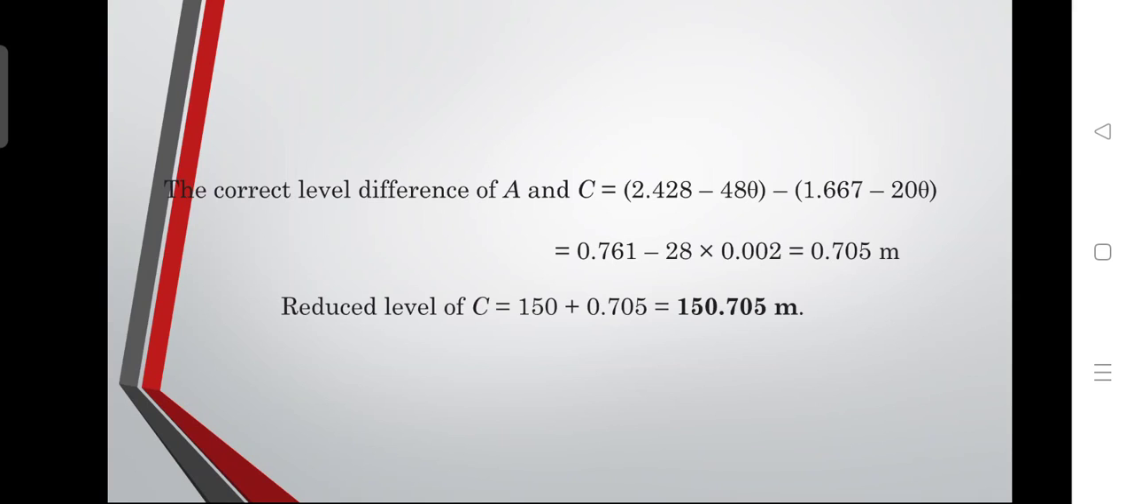Now we need to obtain the reduced level of C, which will be the elevation of A plus the correct level difference between A and C, which is 150 plus 0.705 obtained in the above step, equal to 150.705 meter. And thus we have solved the problem. Thank you.